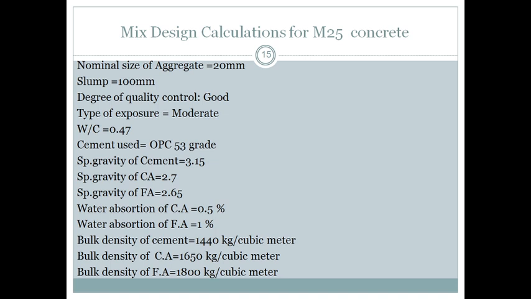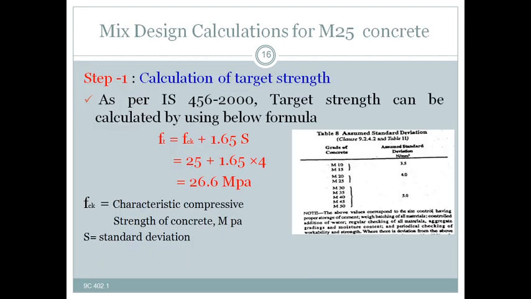As you know, I have to follow some steps we discussed in our last slides. The first step is calculation of target strength. So my aim is to design the mixed proportion for the M25 grade concrete. For that, the first step is calculation of target strength. As per IS 456-2000, for calculating the target strength of that particular grade of concrete, I have the formula Ft equal to FCK plus 1.65 into S. Here, S is nothing but the standard deviation. FCK is the characteristic compressive strength of the concrete.